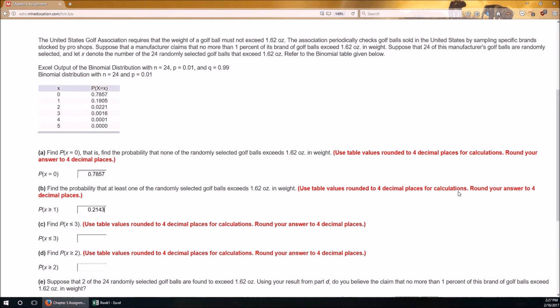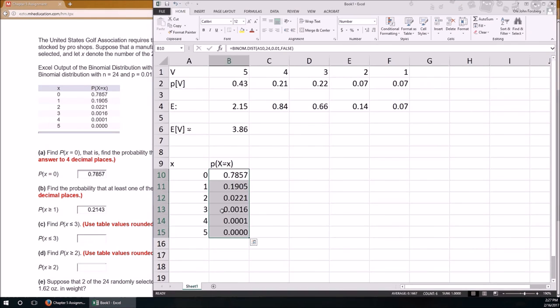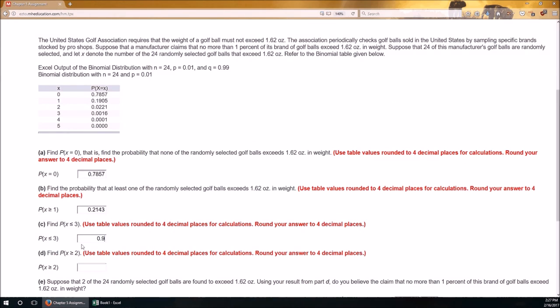Probability x is less than or equal to 3. That's probability x equals 0 plus probability x equals 1 plus probability x equals 2 plus probability x equals 3. Less than or equal to. So I'm going to pop up that Excel again. Less than or equal to 3. Just highlighting all of them. And notice that it gives me the sum over here. 0.9999.